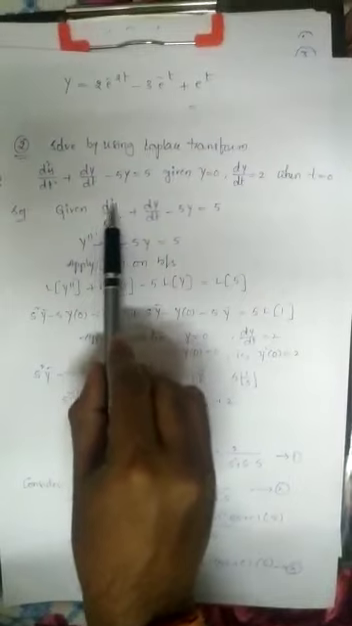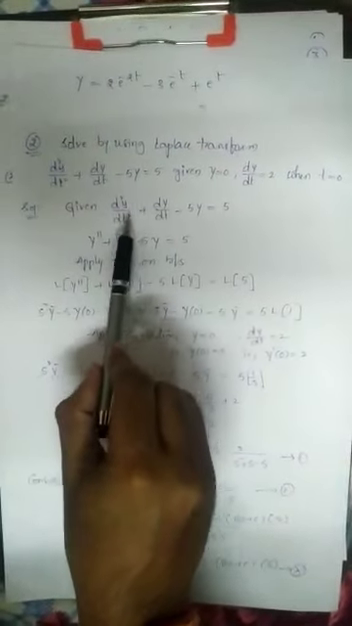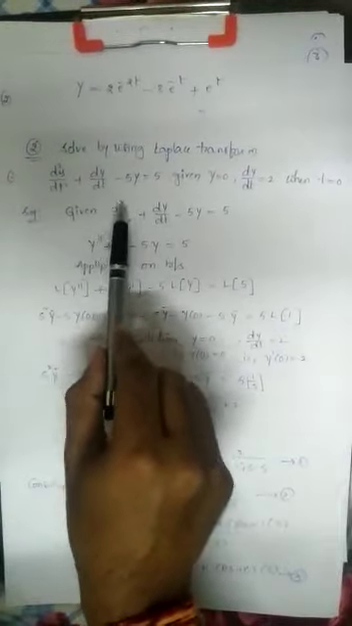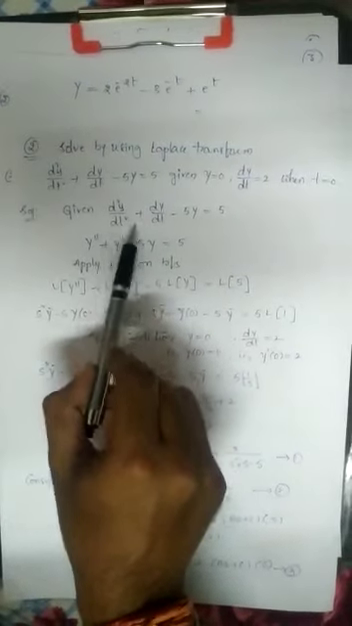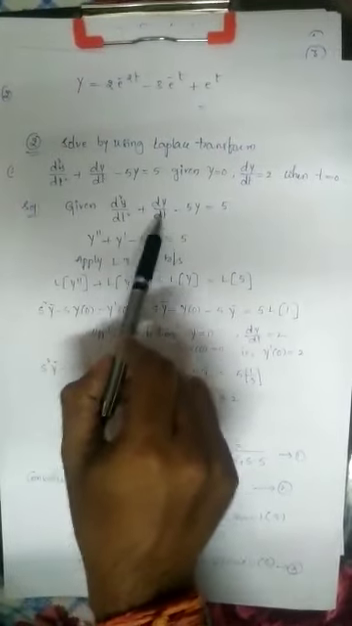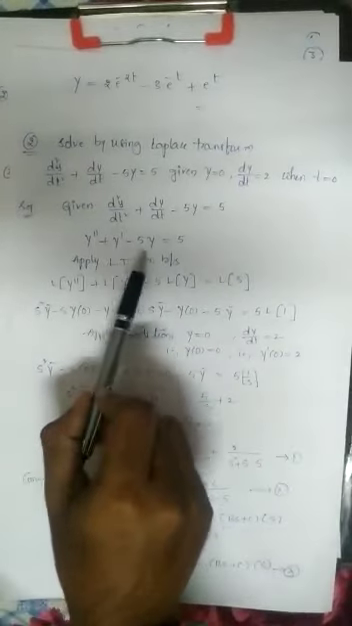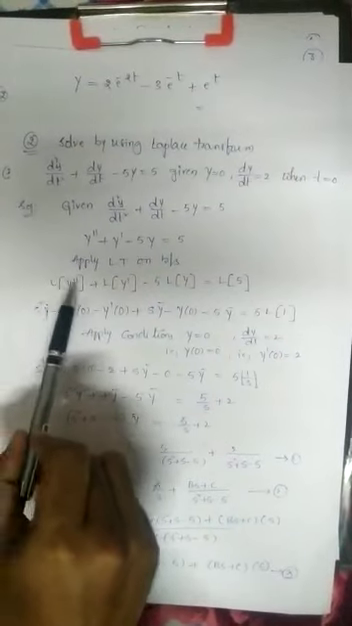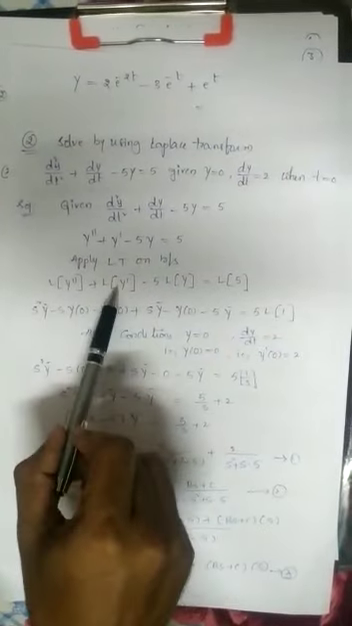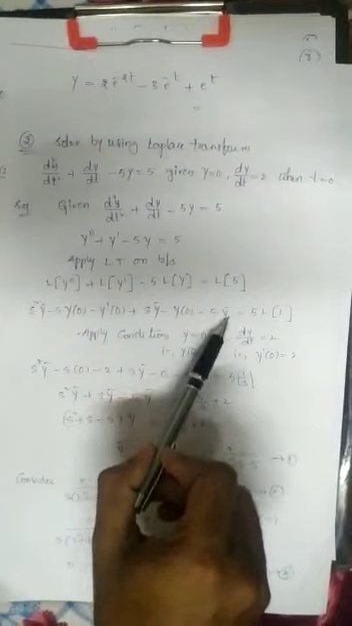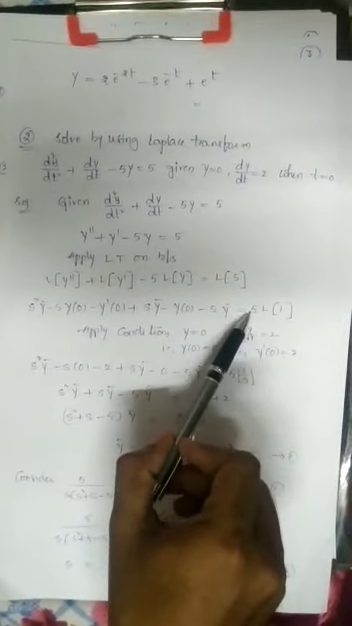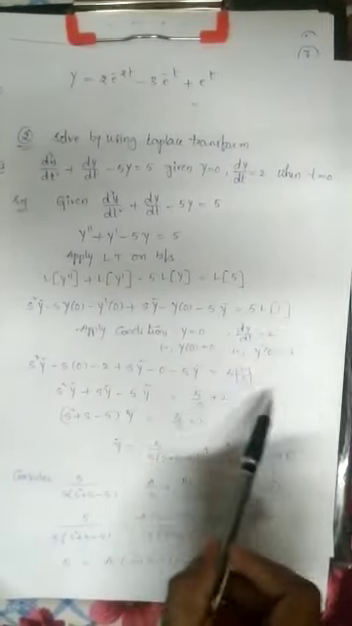Here if you observe, d square y by dt square is there. That means 2 times differentiation, so we can write this as y double dash, plus dy by dt, that is 1 time differentiation of y, so we can write it as y dash, minus 5 into y equals 5. Now apply Laplace transformation on both sides, then use the formulas for Laplace of y double dash, Laplace of y dash, and Laplace of y is y bar. Then write this 5 outside, Laplace of 1 is nothing but 1 by s.